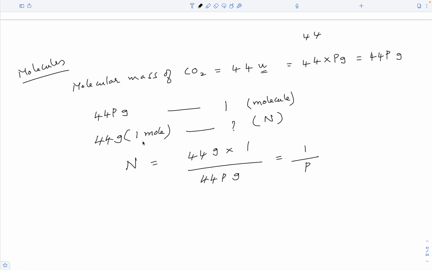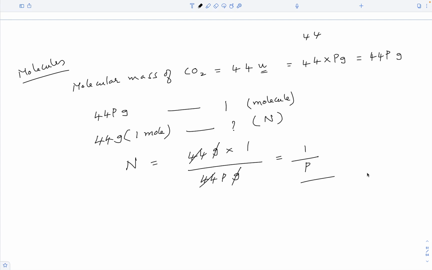But if you take 1 mole of carbon dioxide, that is 44 grams of carbon dioxide, then how many molecules would we have? Again, denote it by capital N. Then capital N will be equal to 44 grams multiplied by 1 over 44 p grams. Again, these two units get cancelled, these numbers get cancelled. Again, we are left with 1 over p.